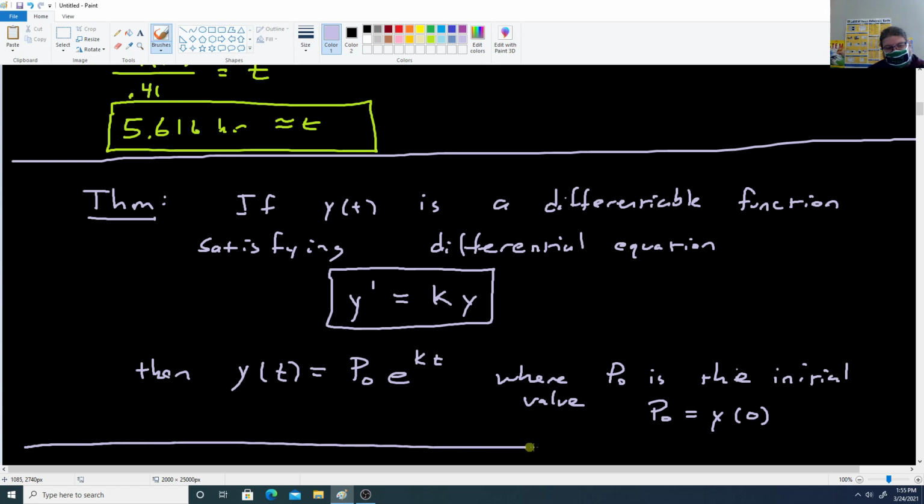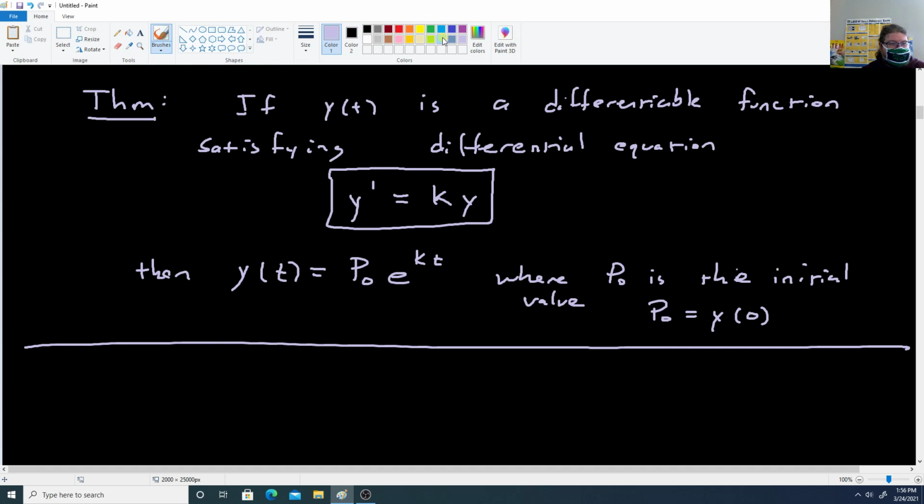So basically, if you have a differential equation of the form y prime equals a constant times y, then that form that we had, p naught e to the kt, will be your y of t function, and p naught will be the initial condition on that. So we want to use a theorem, or want to solve a problem that uses this theorem.